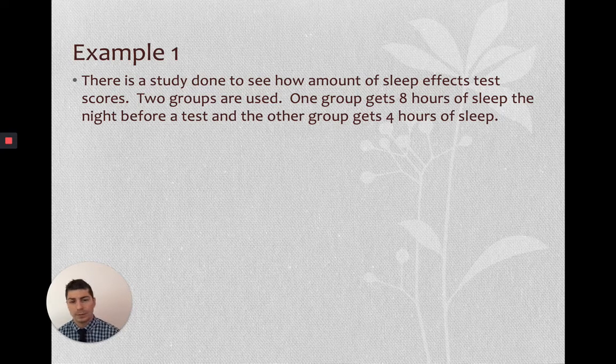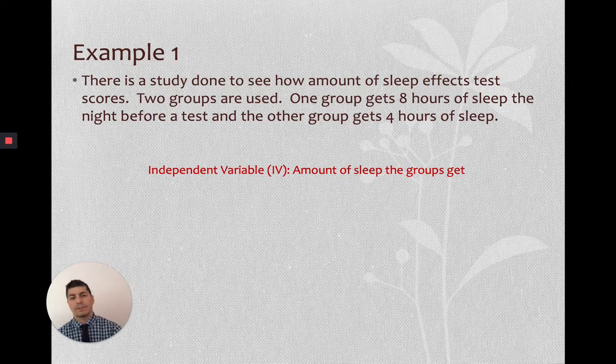So let's talk about what the independent variable would be. What do we have control over? Well, we have control over how many hours of sleep they're getting. We don't have control over their test scores, just how much sleep that they're getting. So that's your independent variable.